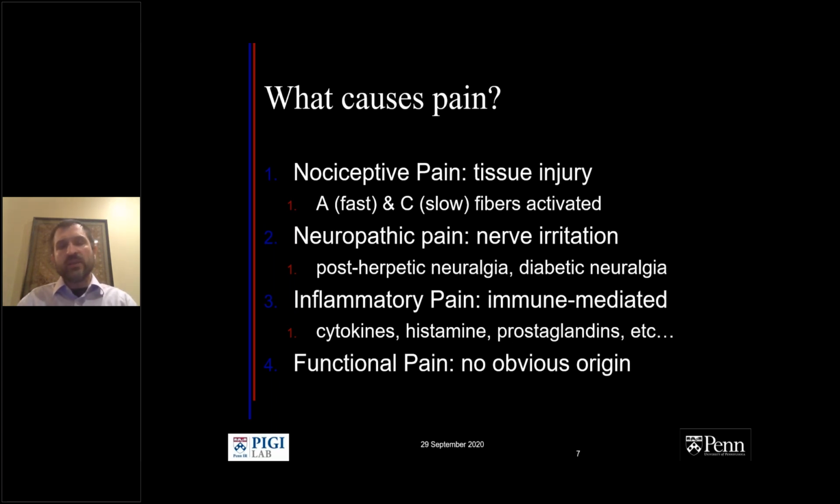And so one thing that you can ask your patients is to describe their pain and get at, is it more of that throbbing pain versus fast pain? And that will give you some idea about what you're dealing with for etiology.